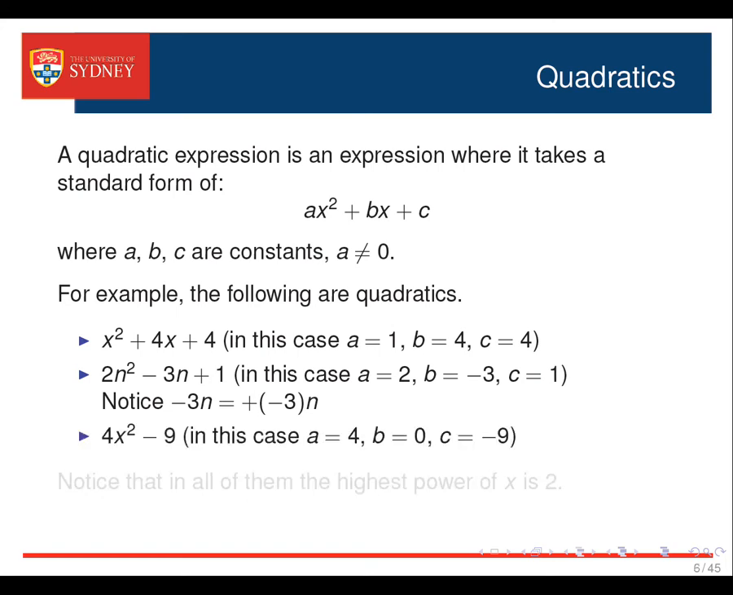Now the expression 4x squared minus 9 is also a quadratic, but here b is equal to 0, hence there are only two terms in the expression. Notice that the highest power of x is 2 in all these expressions.